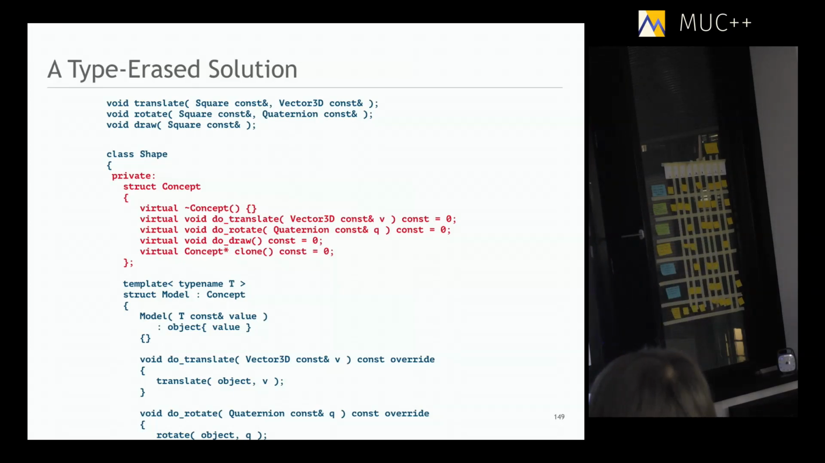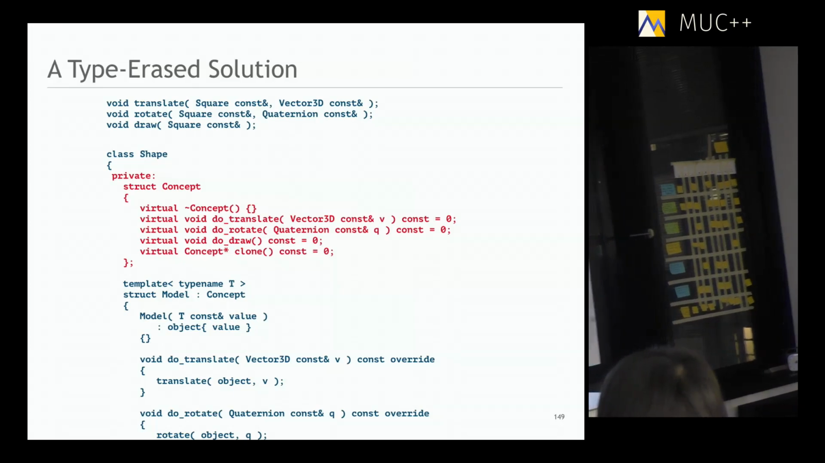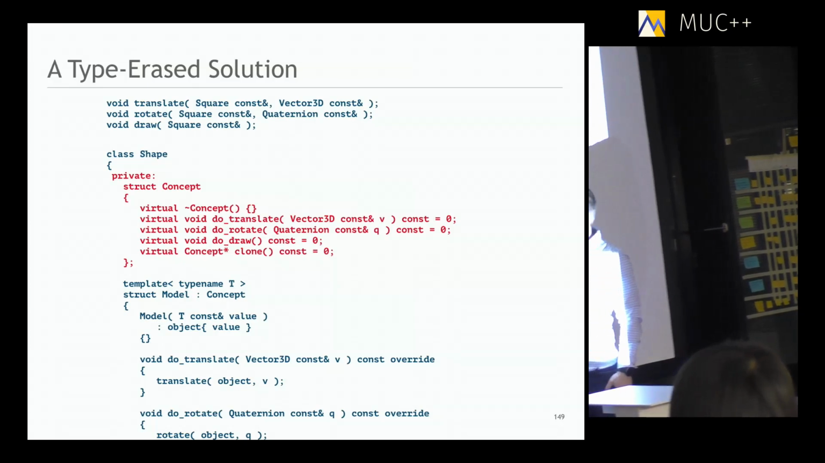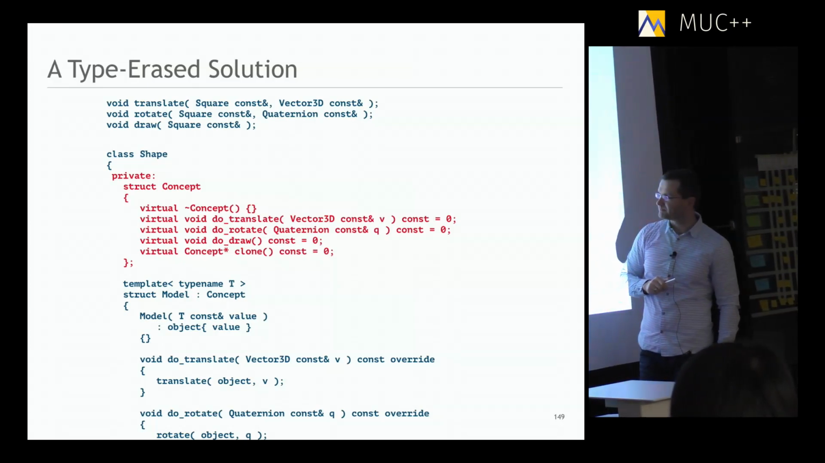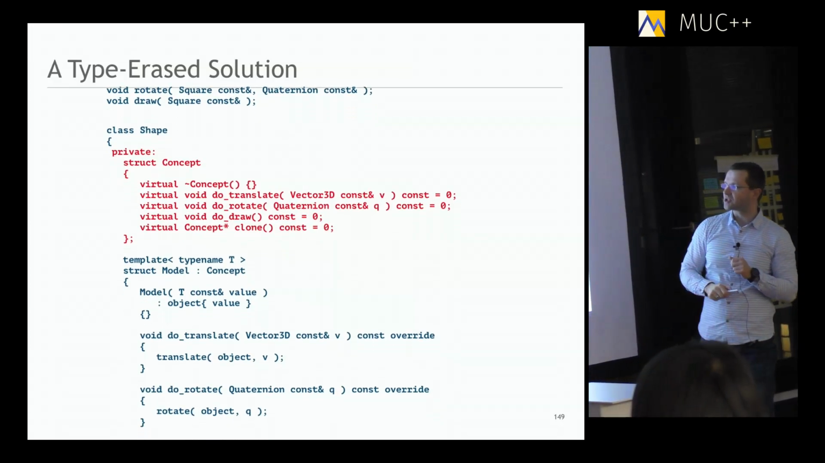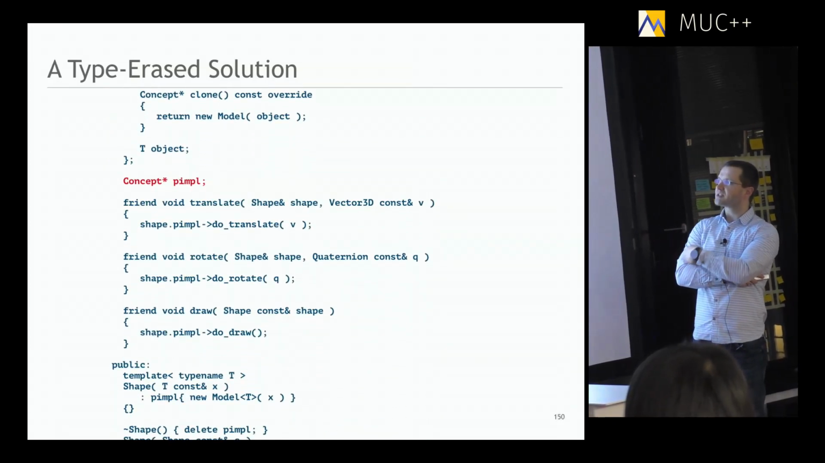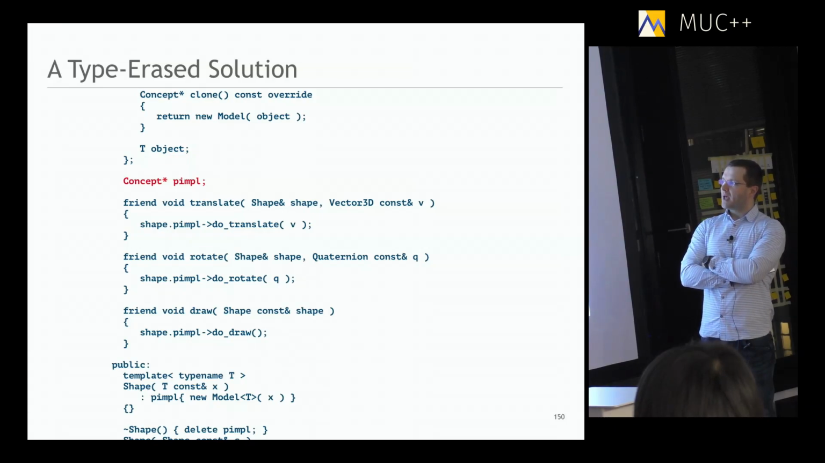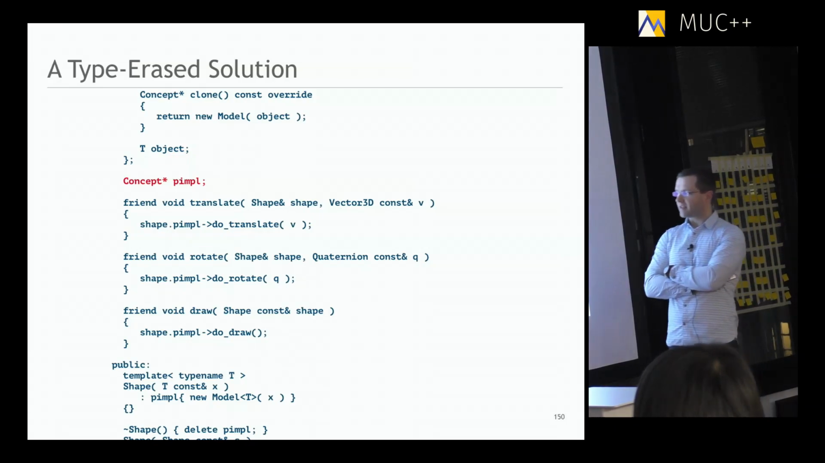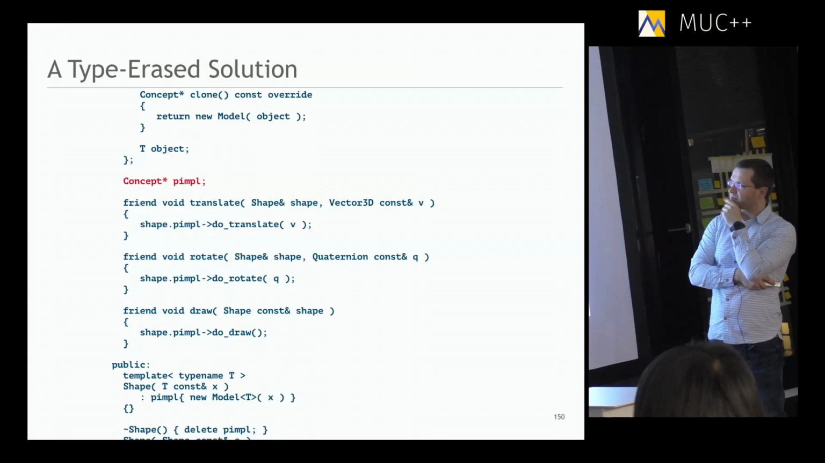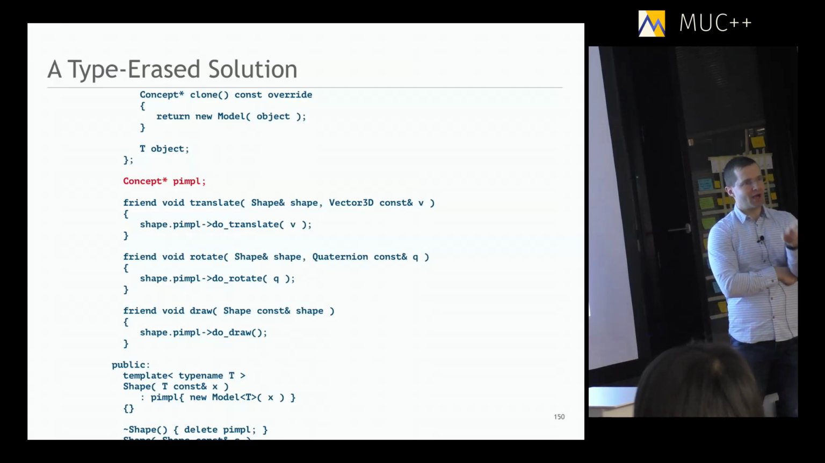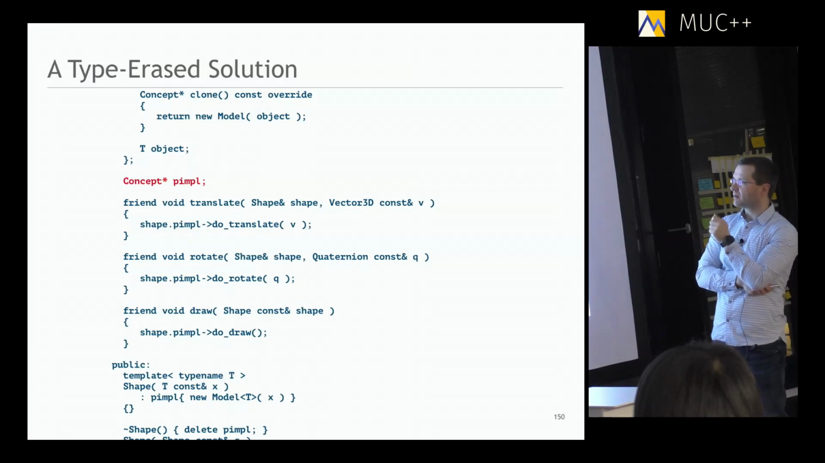Virtual functions, again, for all the operations: translate, rotate, draw. And this Model becomes a Concept. This is the thing that I actually can store, the thing that I'm pretty sure that I know, a Concept pointer. I can now store virtually anything, as you'll see in a second. Still, I store it in a perfectly abstract fashion. The type is gone. I don't see anymore what I actually store. Hence the name type erasure.